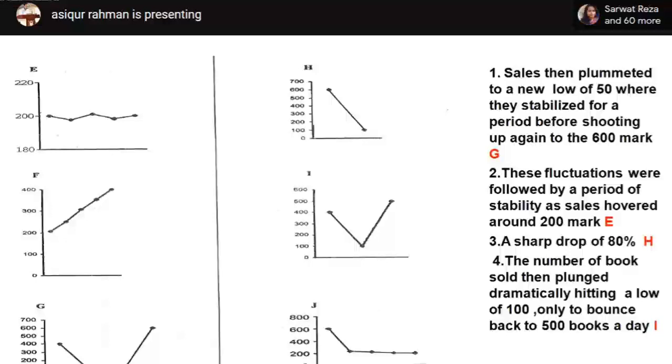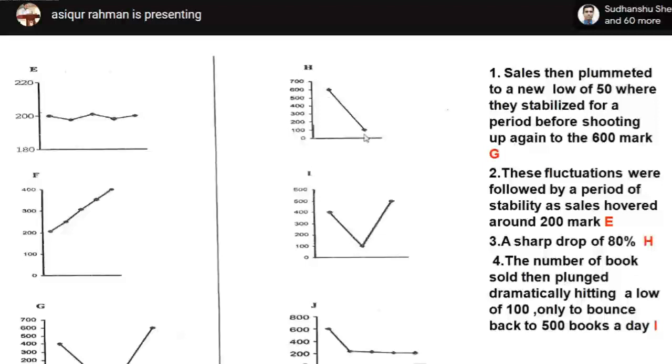Somebody was asking a question. Yes, now. I have a question about answer 3. Why is it 80%? Because it doesn't match. 80% of 600 is 480. If you deduct 480 from 600, then it is 120. But the graph doesn't show 120. 600 to 50. So is it not 80%?